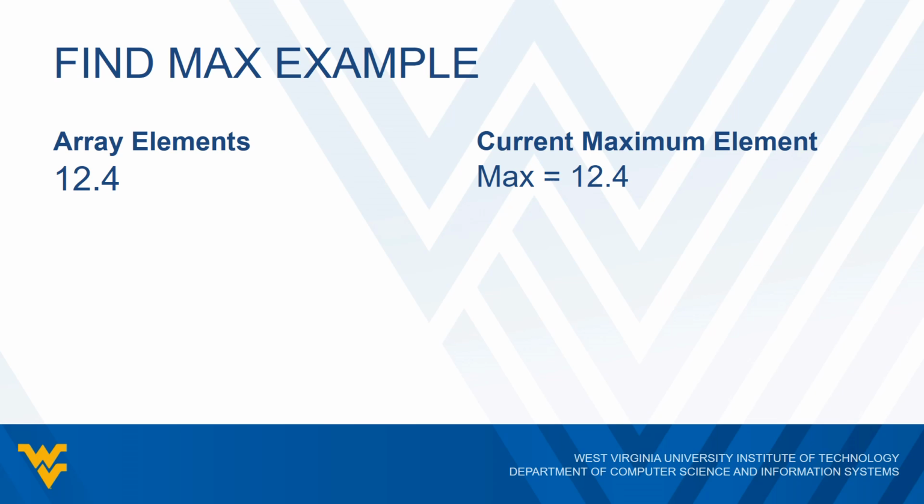Let's look at the next element. So we see that's 8.4. And we compare it with our max and find that it's not larger than our current max, so we don't make any changes. So we know that this cannot be the largest element. So we move on to the next one.